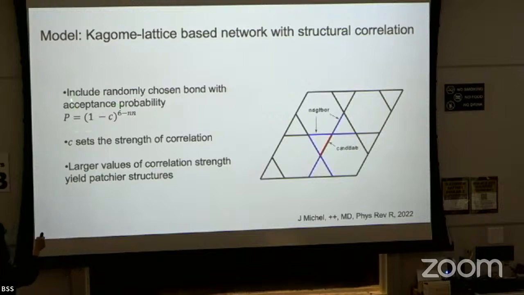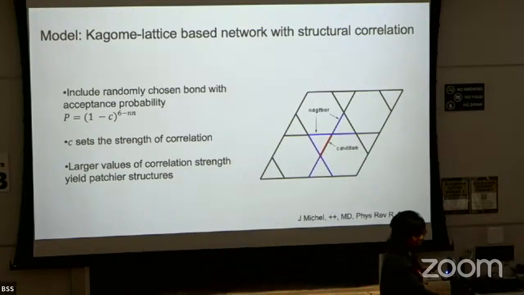So we include randomly chosen bonds with a probability P equals 1 minus C to the power of 6 minus the number of nearest neighbors, and NN is basically whatever is the number of nearest neighbors for that particular bond, right? And the degree of correlation, we can choose how much correlation we want, right? So if we construct a correlated network like this, then this is what we would get.